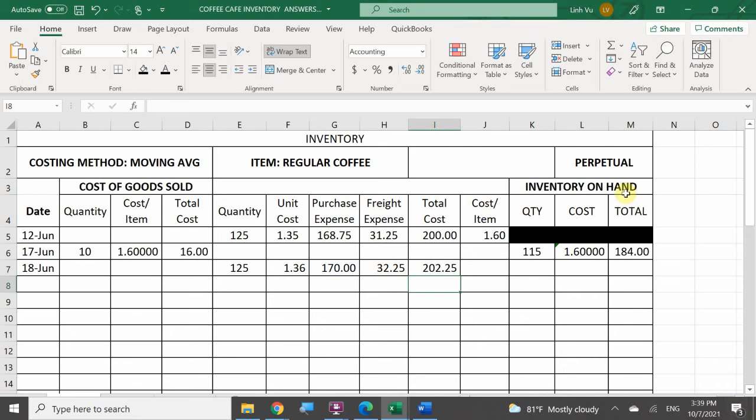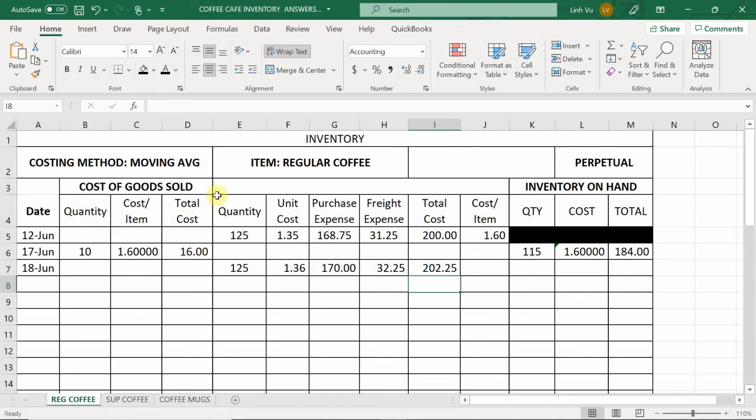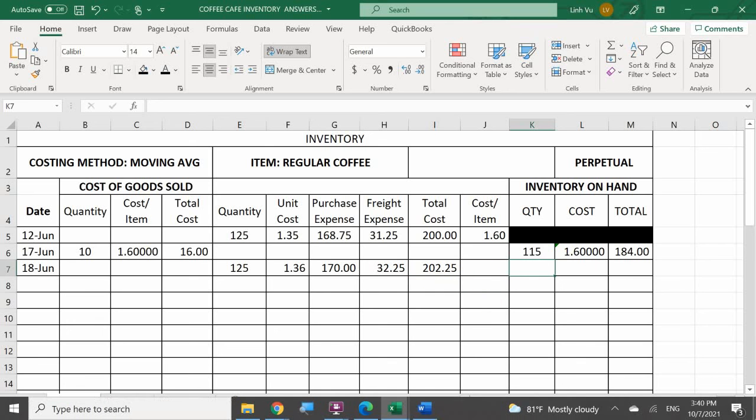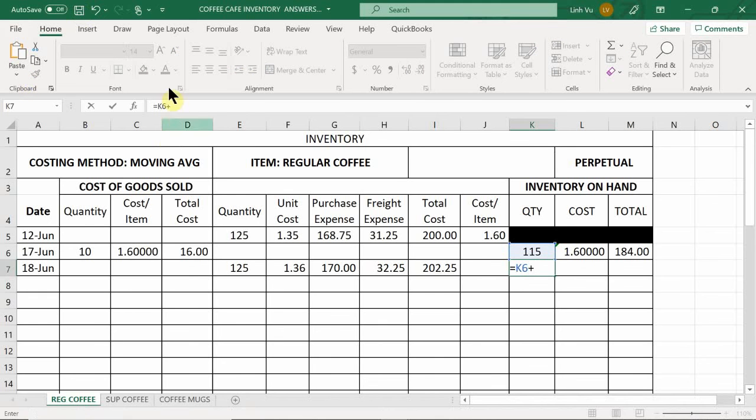202.25. Okay. So this time, because we're doing moving average, we don't need to calculate the cost per item. Instead, we're going to add our numbers up together. So what's my new quantity? If I started out with 115 and I just bought new inventory for 125, what's my total new quantity? 240. Yep, got it.